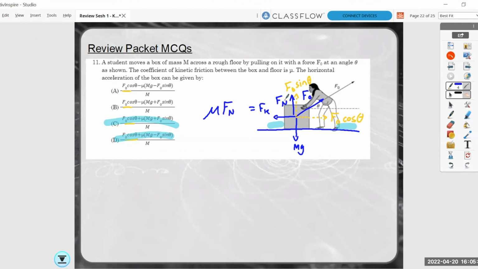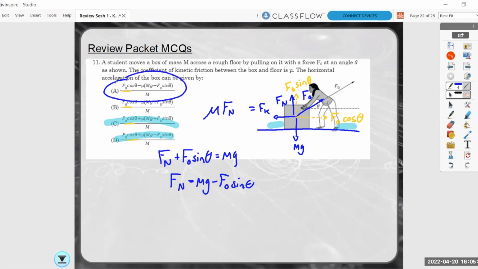The normal force here, if we look at our Newton's second law in the vertical direction, we end up with Fn plus F0 sine theta equals mg. Why does it have to equal mg? Well, the 2 forces up have to equal the force down. So in this case, my normal force is actually going to be mg minus F0 sine theta. That is, what's happening is that I'm pulling up on the box a little bit. Because I'm pulling upwards on the box a little bit, it's lightening my normal force very slightly. My normal force is decreasing very slightly.